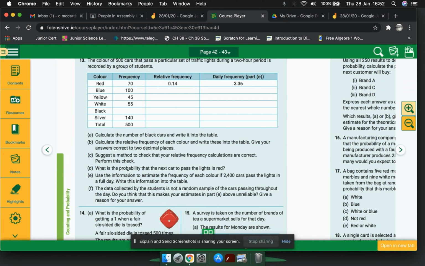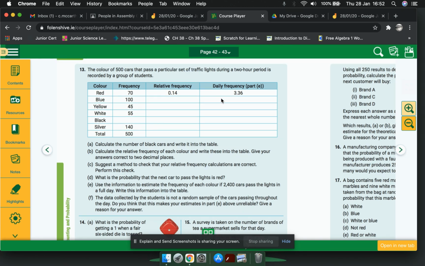Right, this part E here: use the information to estimate the frequency of each color if 2,400 cars pass the lights in a full day, and calculate this information into the table. So what they're basically asking there is to work out the expected frequency. And I want you to work this out just for what they provided there, which is 2,400 cars passing in a full day. So what you would do, remember, is you take your relative frequency and you multiply by the number of trials. In this case, it's going to be 2,400.